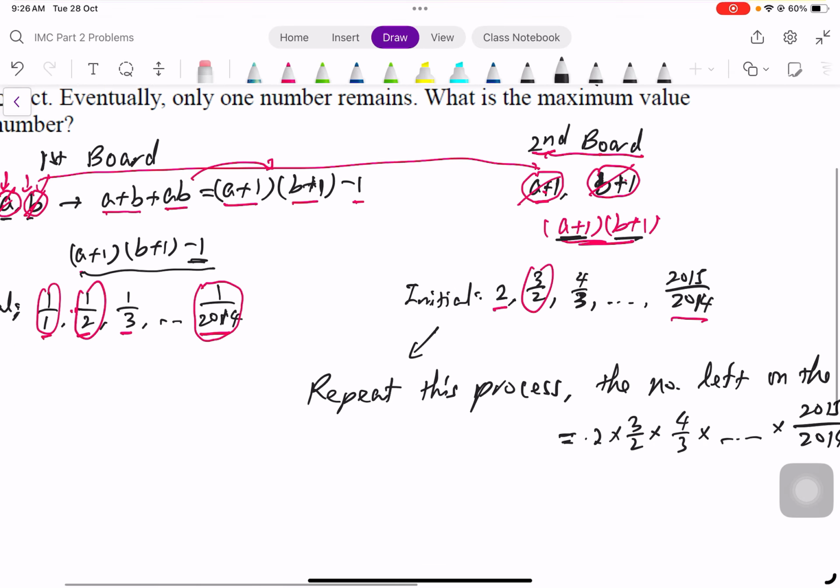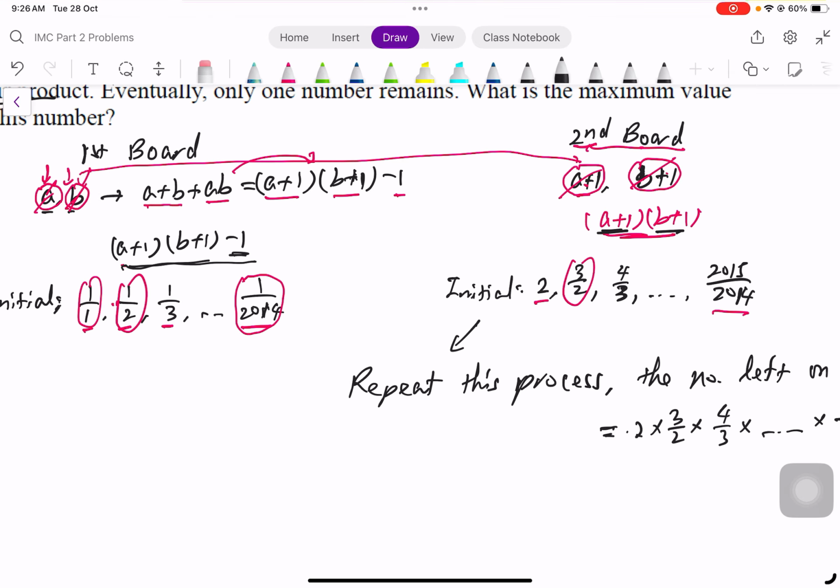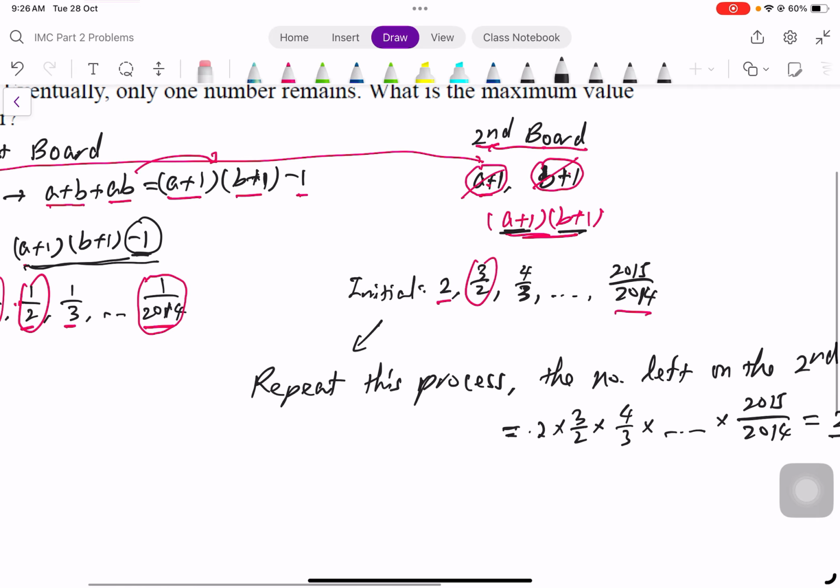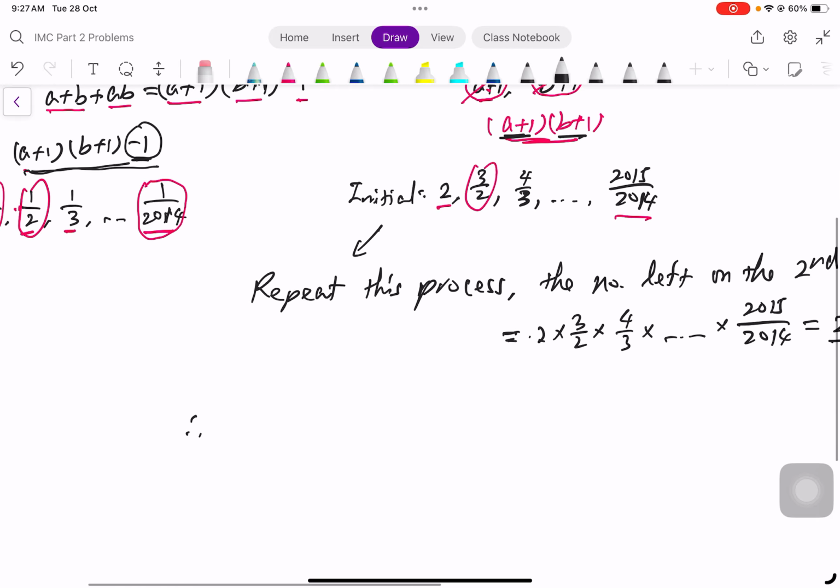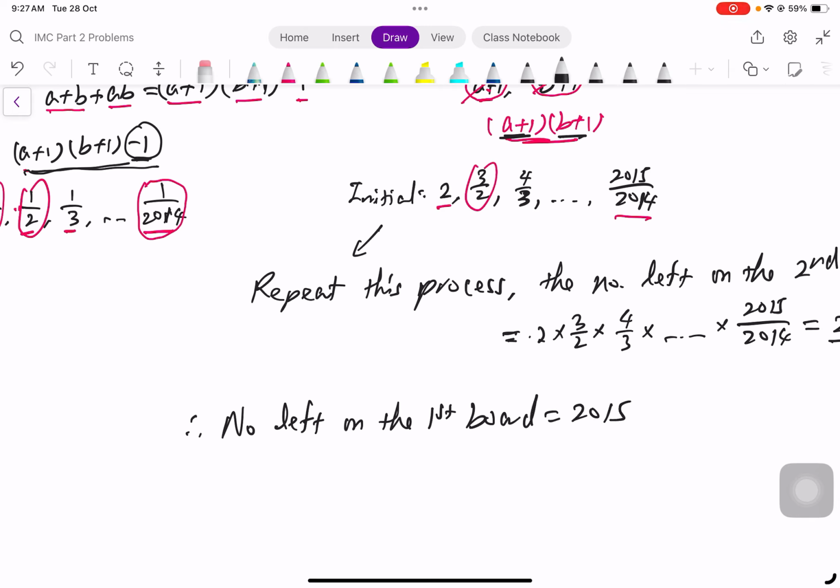But the thing is, the number left in the first board is actually one less than the number left in the second board. Therefore, in this case, can I say that the number left on the first board is actually equal to 2015 minus 1, and that is 2014. Therefore, the answer is 2014. Very interesting question, actually. Yeah, thanks.